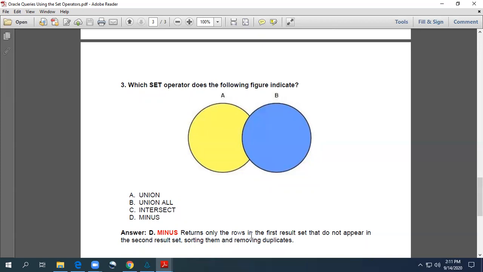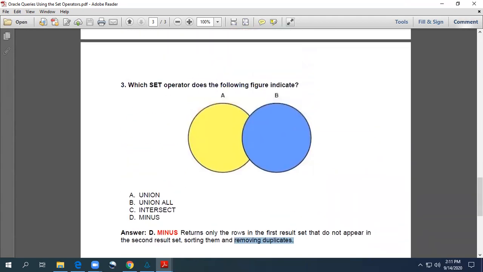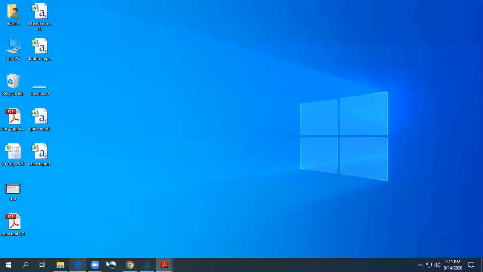So it returns the rows in the first result set that do not appear in the second result set, sorting them and also removing the duplicates, same as the others, right? So I hope, students, you are clear with all these set operations. Now with an example, I want to explain how you can use these operators in the select query, right?